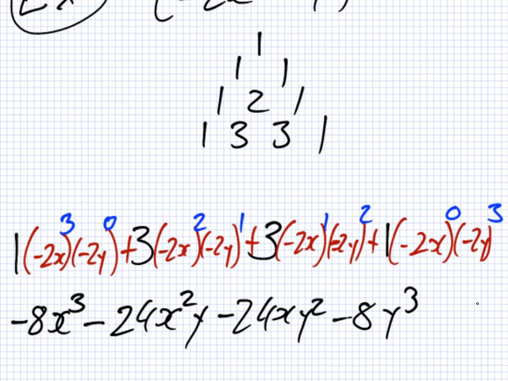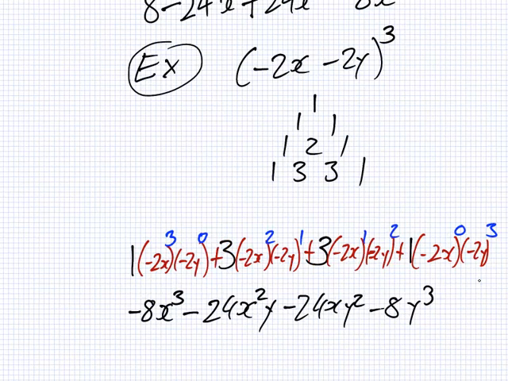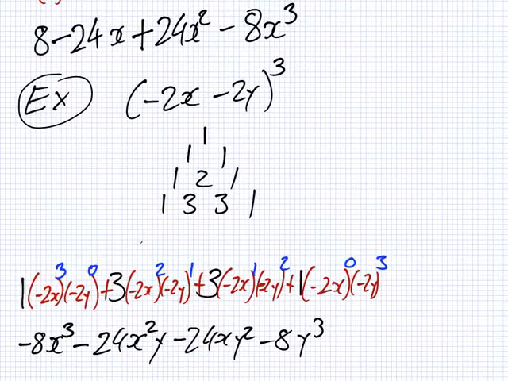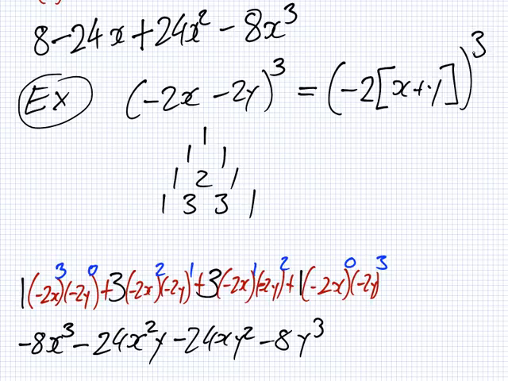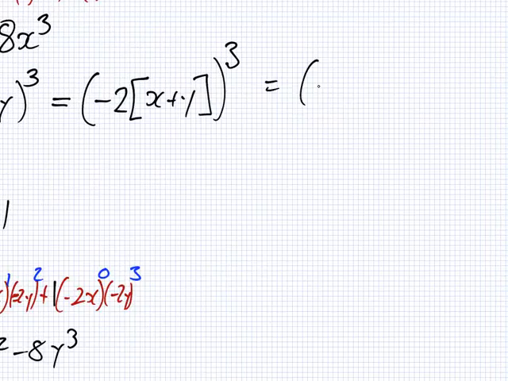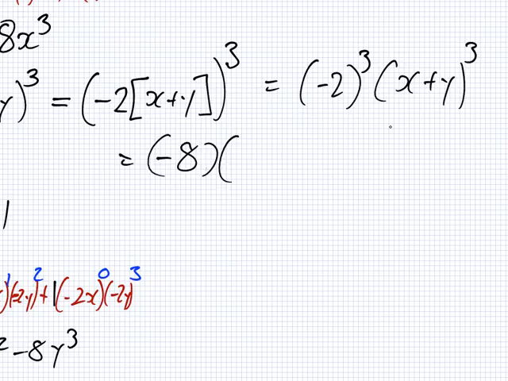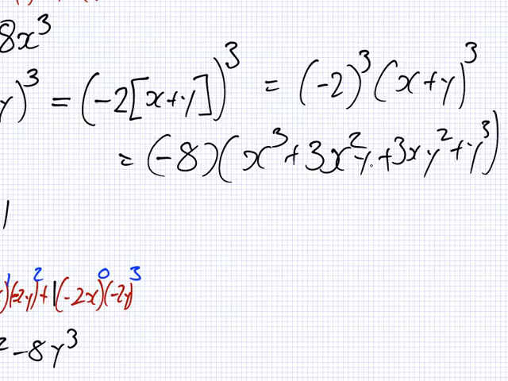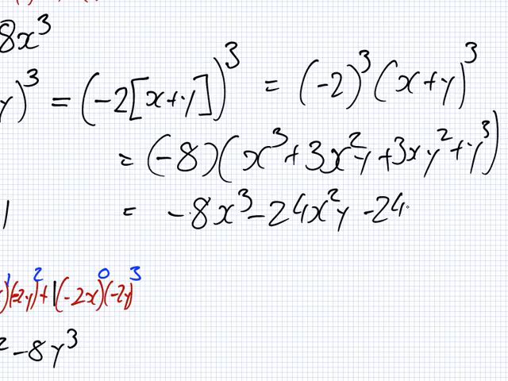So there's another way you can do this. If you look at this again, you realize there's an opportunity to simplify before you expand. I'll just do it to the right here. You can change this into bracket minus 2 bracket x plus y cubed, which can be rewritten as minus 2 cubed times x plus y cubed, which is minus 8 times x plus y cubed, an easier one to do. That would be x cubed plus 3x squared y plus 3xy squared plus y cubed. And then that would finish with minus 8x cubed minus 24x squared y minus 24xy squared minus 8y cubed, which I believe is the same.